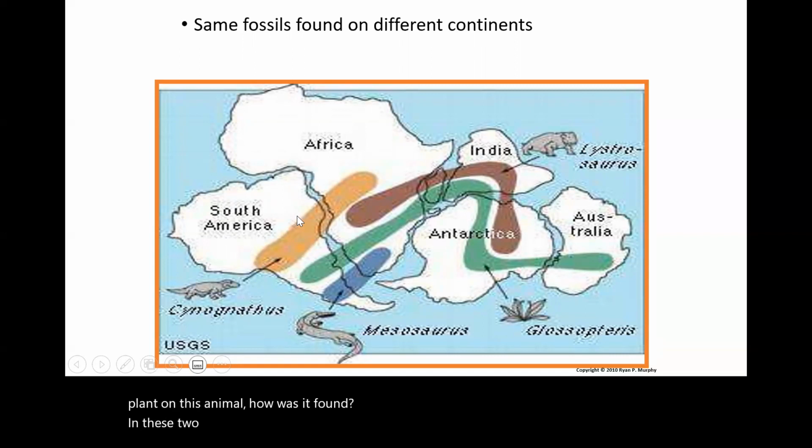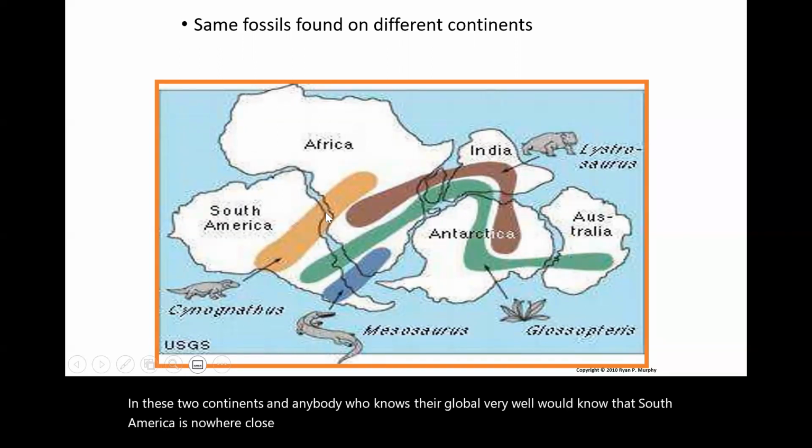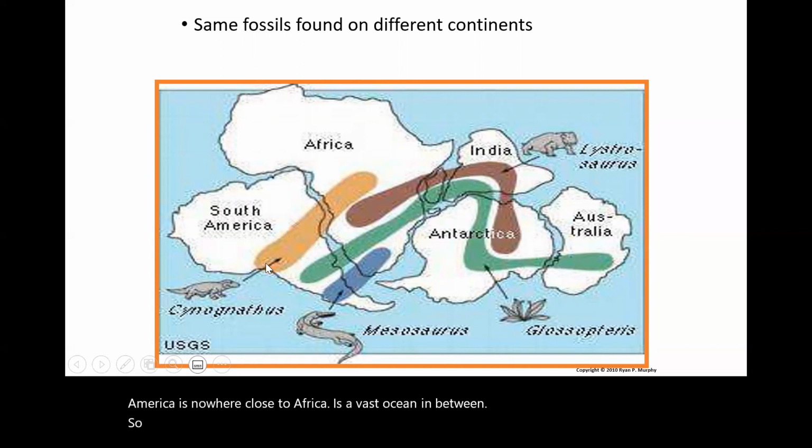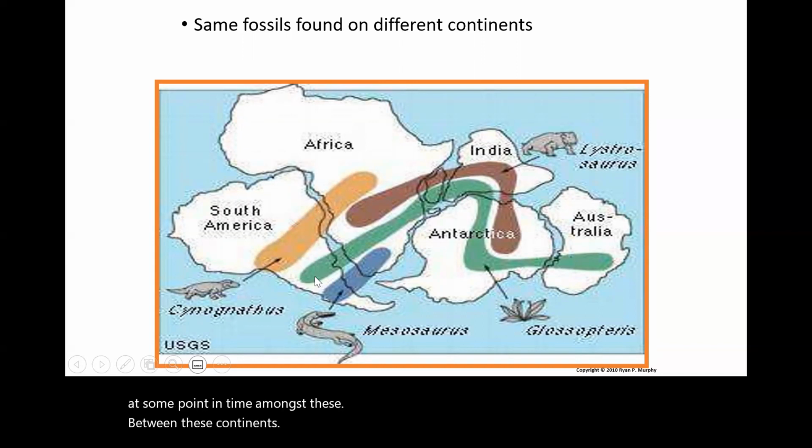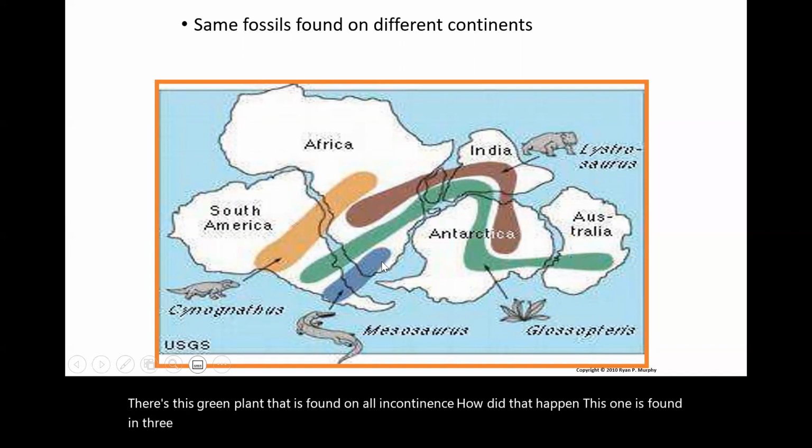And anybody who knows their globe very well would know that South America is nowhere close to Africa. There's a vast ocean in between. So it must mean, if we were to logically think about it, that this animal would have walked or crossed at some point in time between these continents. There's this green plant that is found on all the continents. How did that happen? This one is found in 3 continents and this one on 2 continents.